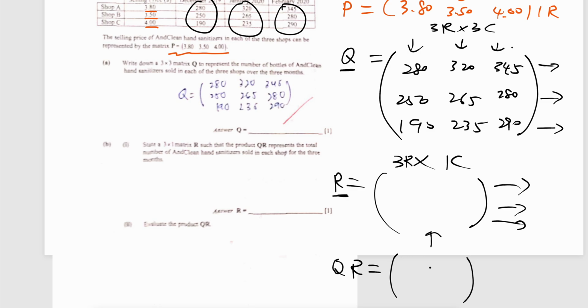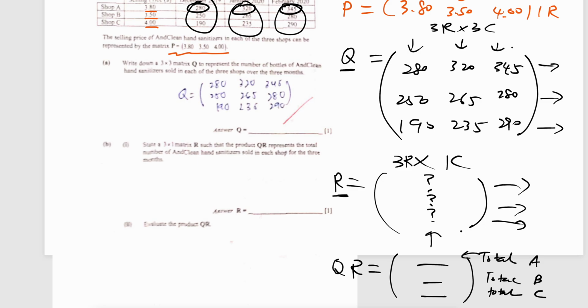So basically you will get 280 plus 50 plus 190. QR will give you the total. This is the total for shop A, this is the total for shop B, and this will be the total for shop C. So to find the total for shop A, you should take 280 plus 320 plus 345. So what is this? Not multiply, add. You add the total number.